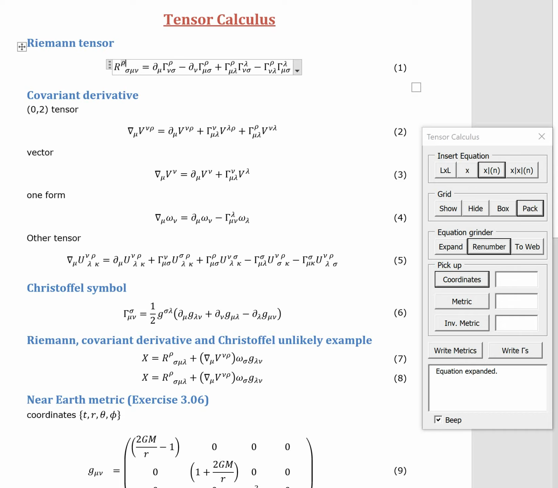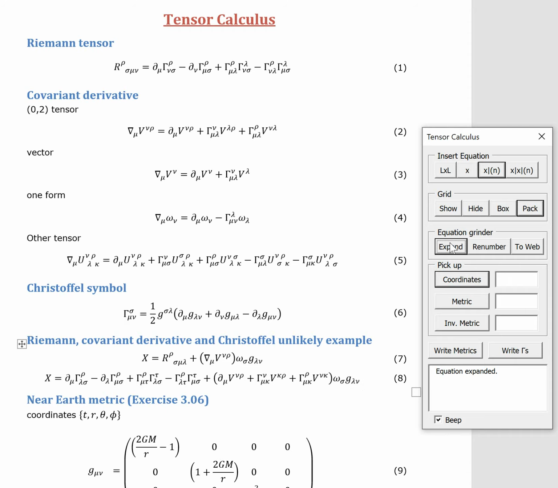So I've created an interesting little tensor equation here. I've got two copies of it so we can see what it was before and after. And if I now go and hit that expand equation button, we'll see something happening. It all looks a bit faint at the moment, but there we have it.